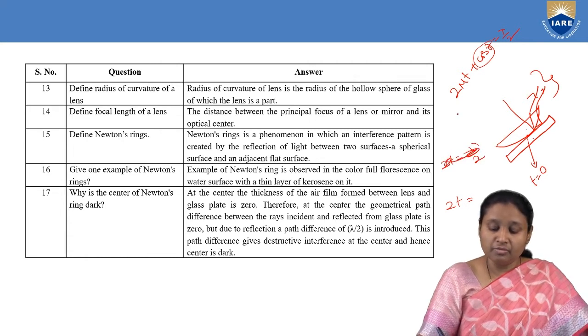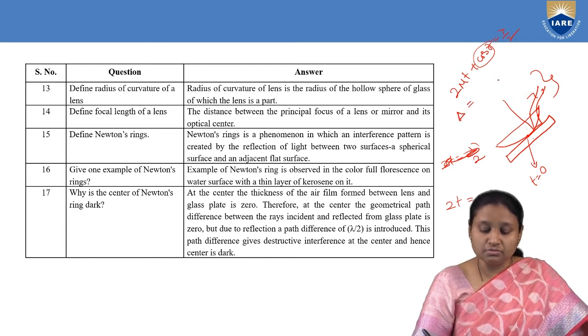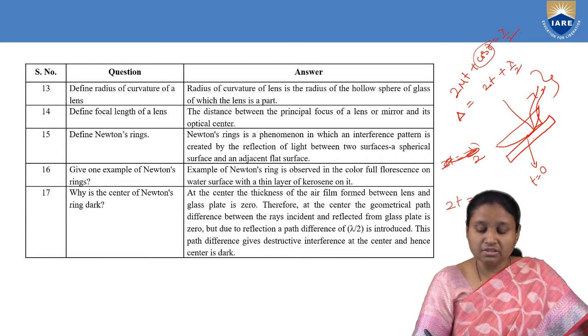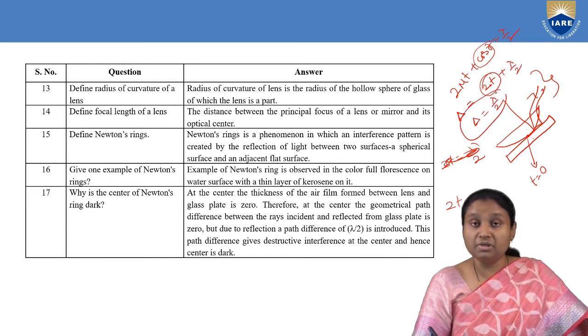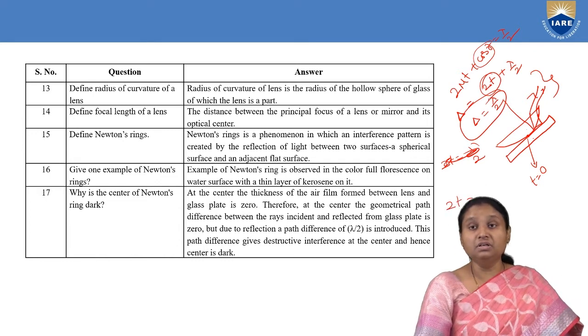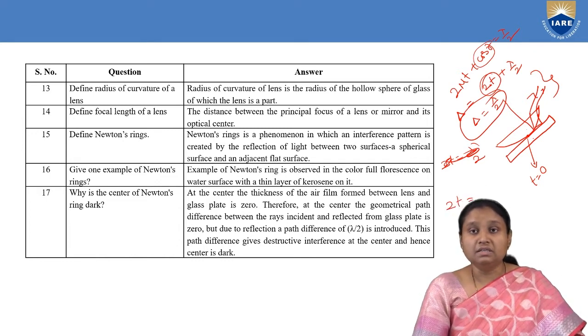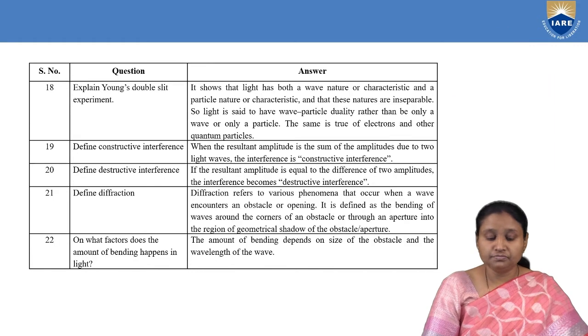So when we are talking about path difference, delta is equal to 2t plus lambda by 2. Thickness of air film is 0 at the center of the contact. So path difference is coming out to be lambda by 2, which is the condition for dark spot. So that's why the central spot is dark.